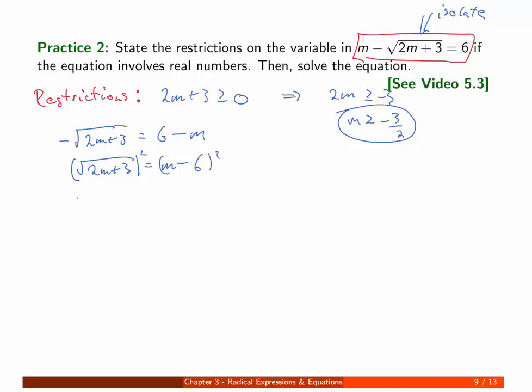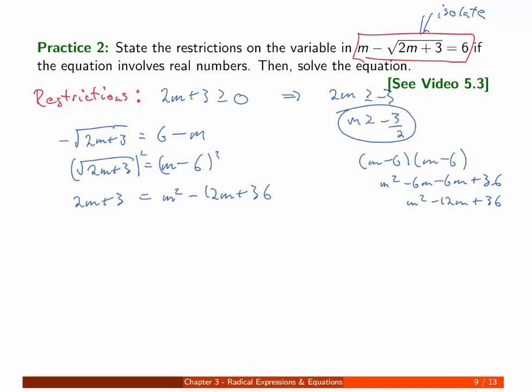This will give us 2m plus 3, and it will give us a nice binomial here. Maybe I'll do it off to the side. m minus 6, m minus 6. Multiplying binomials, this is m squared minus 6m minus 6m plus 36. So this is m squared minus 12m plus 36. Right? That is what we have.